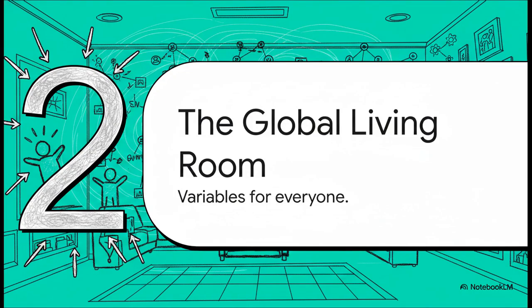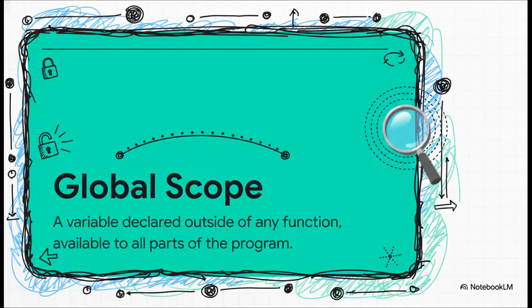All right, so let's start in the main part of the house, the global living room. This is where we're going to find the variables that are available for everyone to see. In programming terms, this public space is what we call the global scope. A global variable is basically any variable that's defined outside of a specific function, which means it can be seen and accessed from pretty much anywhere in your code.